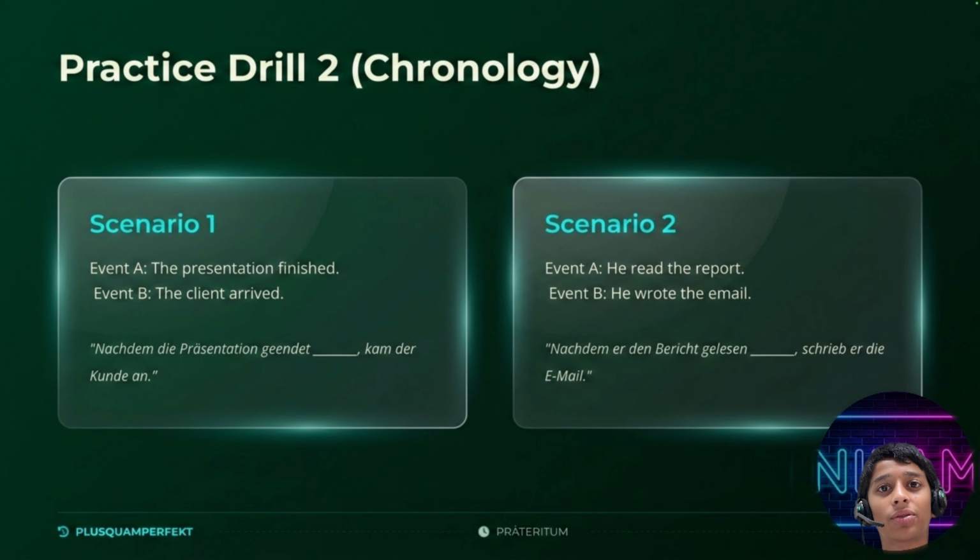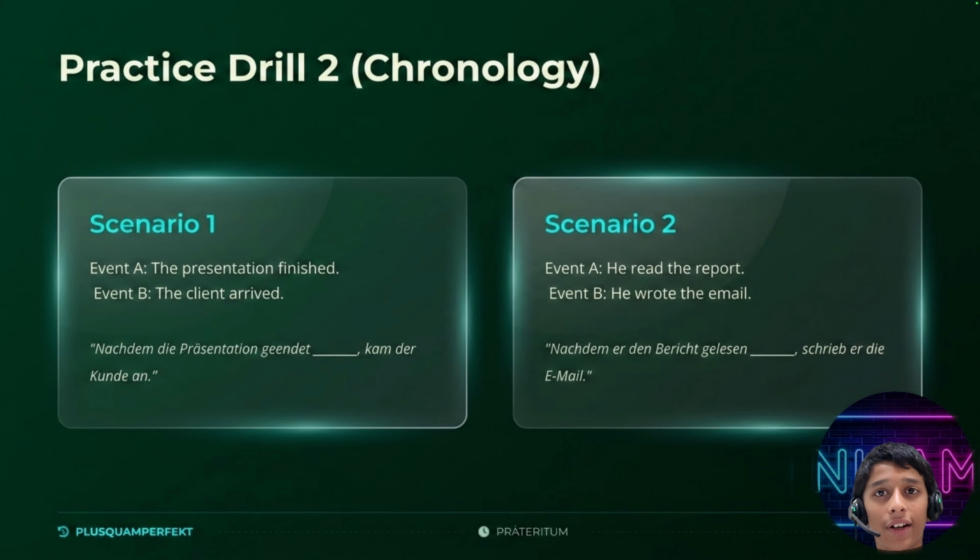Now let's practice choosing when to use it based on two events in sequence. Scenario 1: Event A: the presentation finished. Event B: the client arrived. Nachdem die Präsentation beendet hatte, kam der Kunde an. The presentation ending happened first, so it gets the Plusquamperfekt.